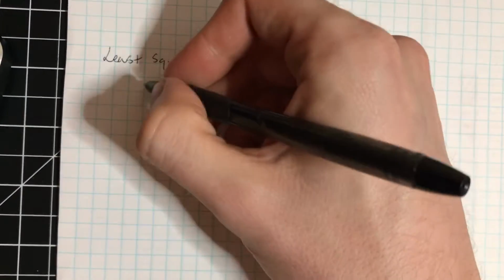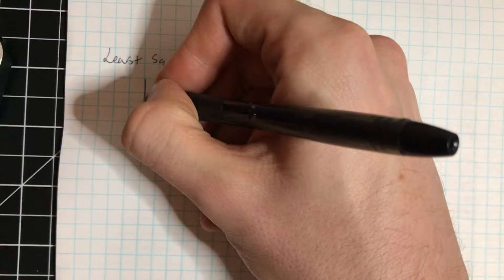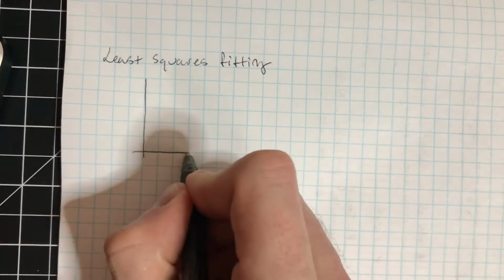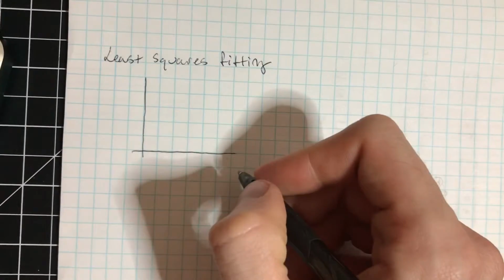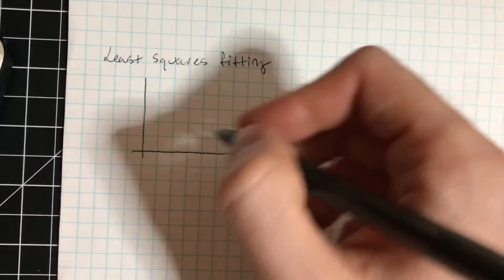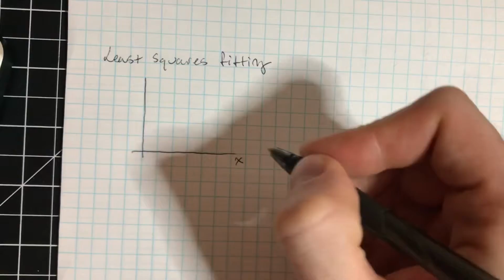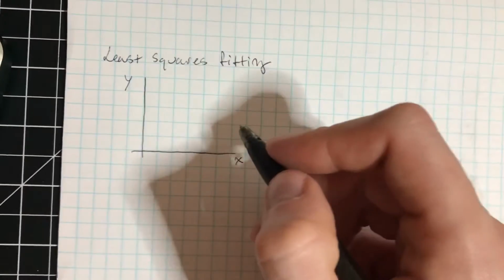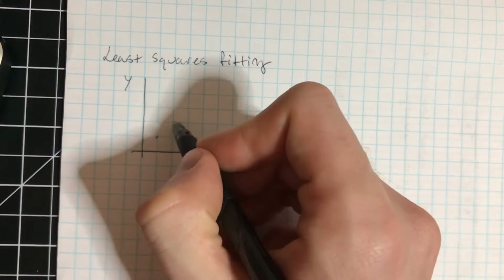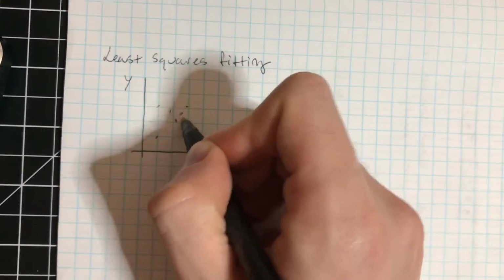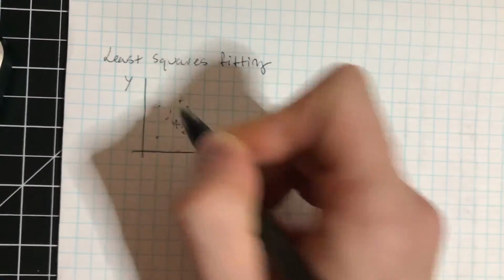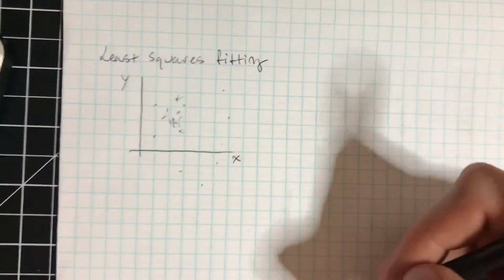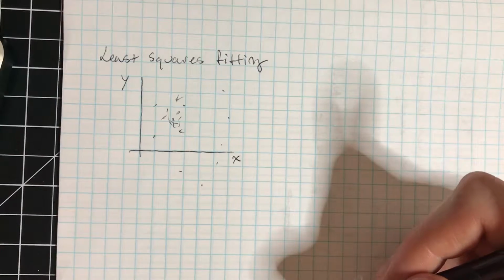Let's say you have a bunch of data points or some equations that you plug a value into and you get some result out. So you have a couple of data points here, a lot of points here, a couple out here, a couple out here, and you want to fit a line that approximates this data the best way.